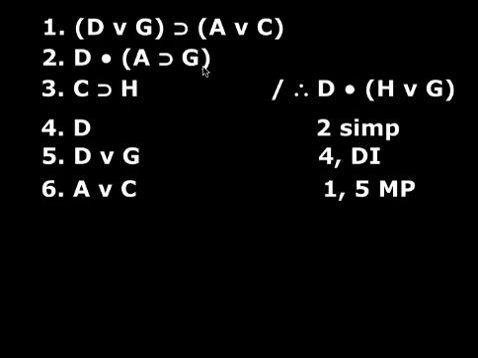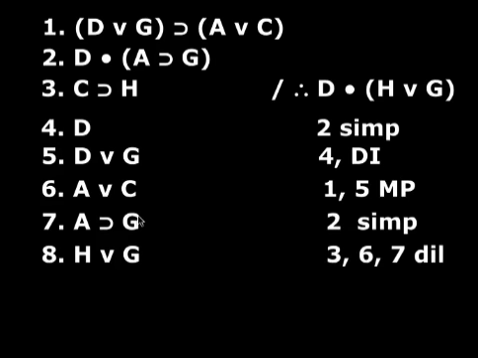Now I'm going to bust off the second conjunct here by simplification on line 2 so I can get this conditional. Now I have everything I need for my dilemma. I have two conditionals on 3 and 7, if C then H, if A then G. I have the disjunction of their antecedents, A or C, so I can derive the disjunction of their consequence, H or G.